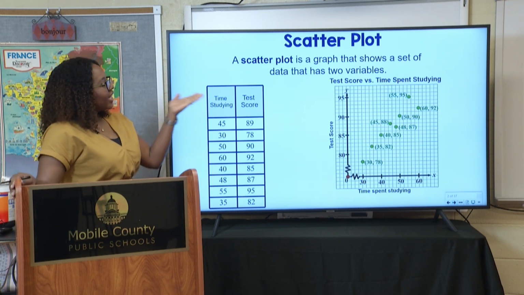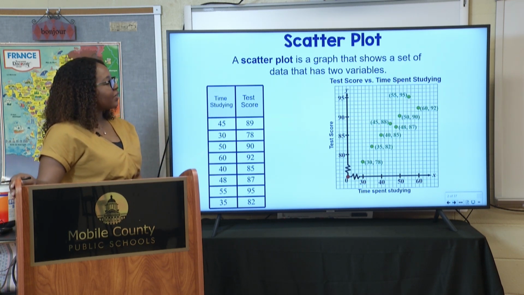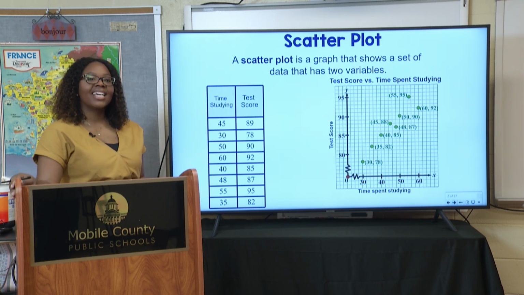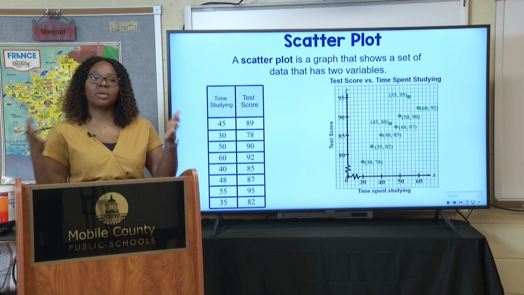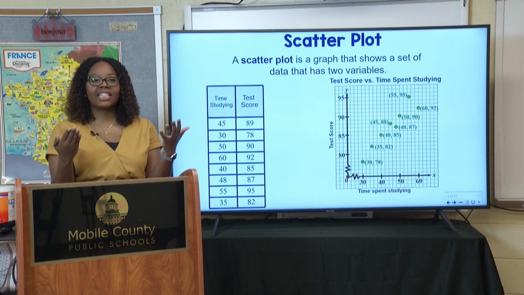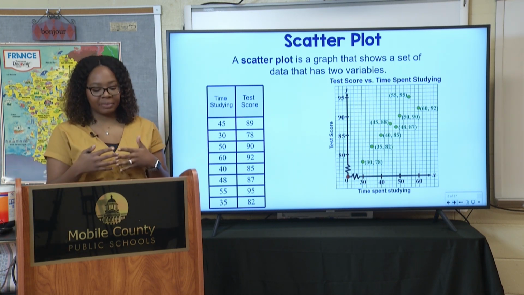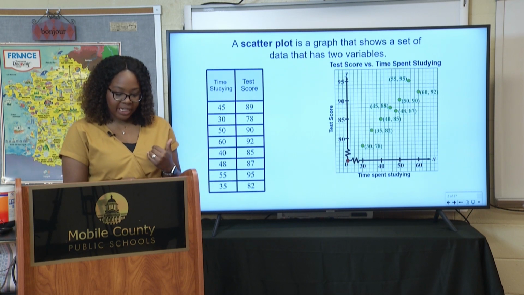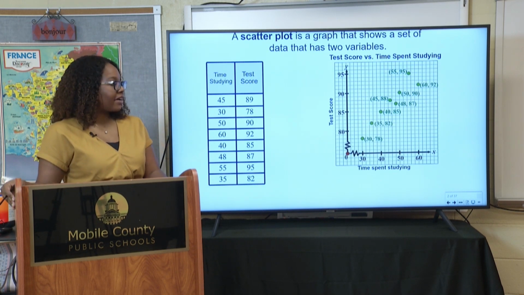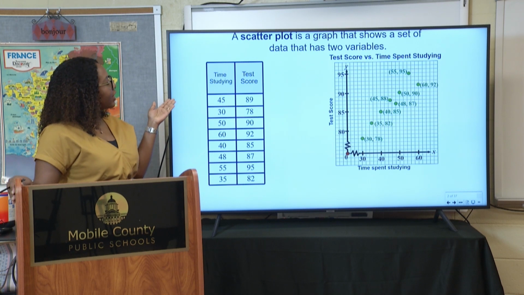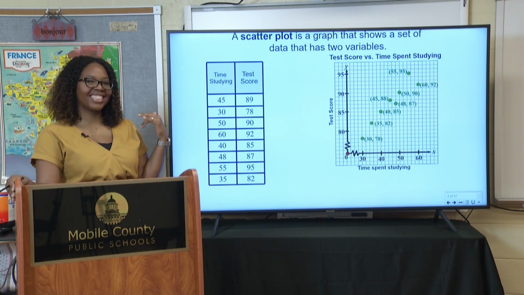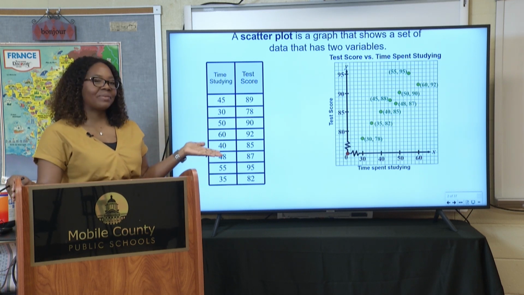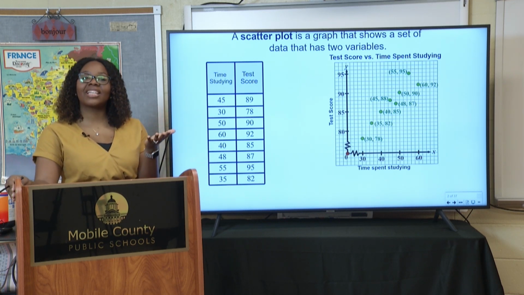So here we have an image of a scatter plot. By definition, a scatter plot is a graph that shows a set of data that has two variables. And remember, when we're looking at the relationship of two variables, we consider that to be a bivariate variable. So the information represented on our graph is looking at the variables between time studying and test scores.